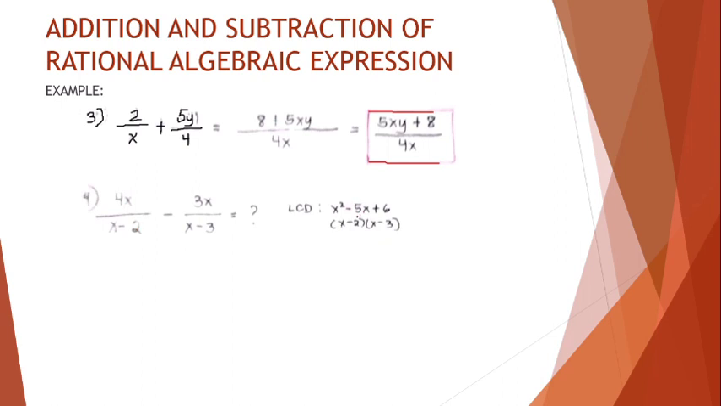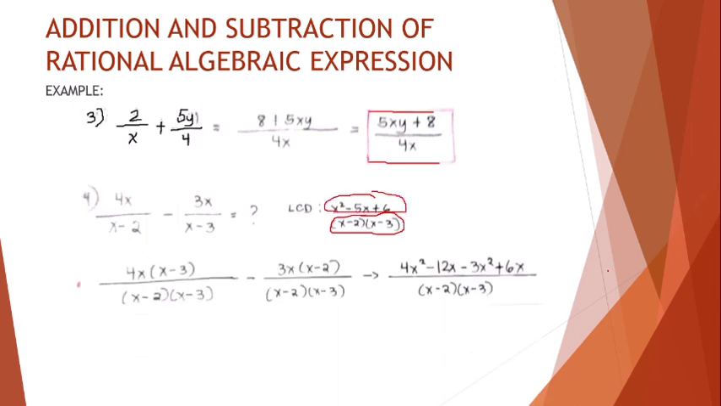Ngayon, ito is either ang considerate yung LCD for the simplification or pwede rin ito. Okay? Alin man dyan. Ngayon, ito yung ginamit natin for simplification. So, x minus 2 times x minus 3 divided by x minus 2, matitira? Yung x minus 3 times 4x. So, use the distributive property.